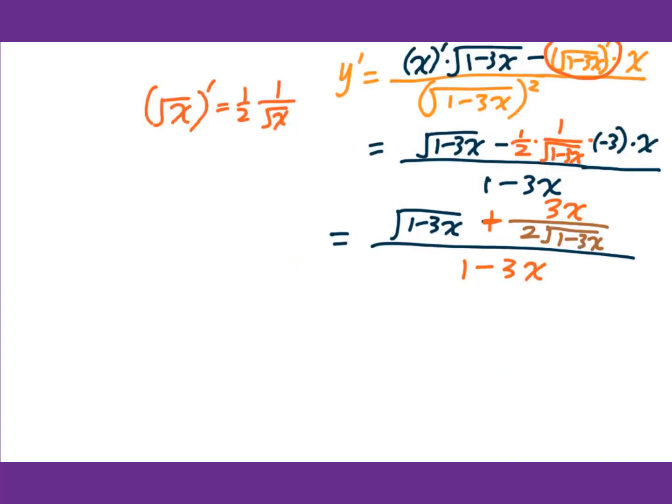Now we try to simplify this complex fraction. Try to get rid of this denominator. Therefore, top and bottom we multiply by 2 square root of 1 minus 3x.